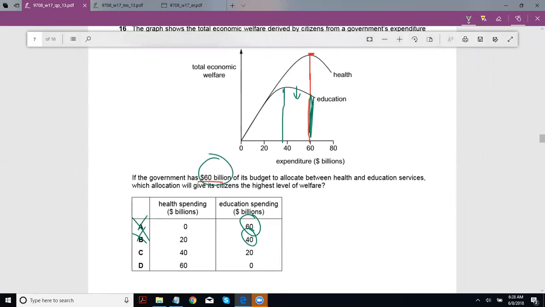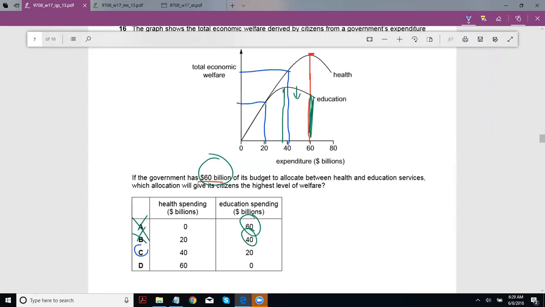Now you have two options between spending all on healthcare, which is fine if you think about it. It doesn't lead to a decrease in welfare. It hasn't passed its maximum point. Or spending 40 on healthcare. Let's do that. Let's make that with blue. So you spend 40 on healthcare, and you spend 20 on education.